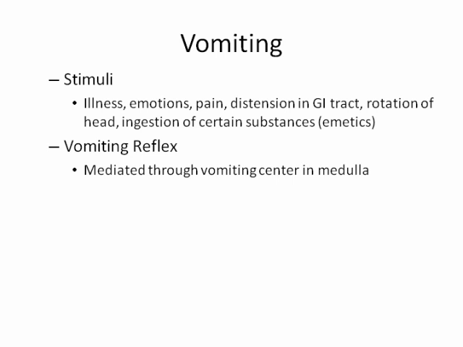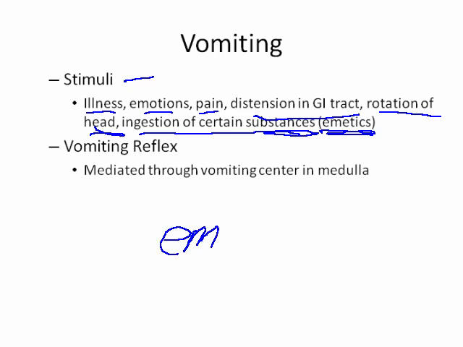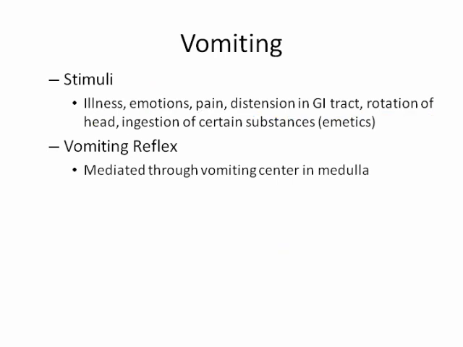Vomiting is a special case of regulation of GI function, especially motility. Stimuli for it are, of course, illness and emotions. If you think about it, if somebody gets very anxious, they can feel nauseous. Other stimuli are pain, distension of the GI tract, rotation of the head, that's motion sickness, and ingestion of certain substances, what we call emetics. The word emesis is a technical word for vomiting. So a substance that causes emesis would be called an emetic. And it is a reflex that's mediated through the vomiting center of the medulla. In many cases, its intent is to defend the GI tract against the ingestion of something that may be toxic.